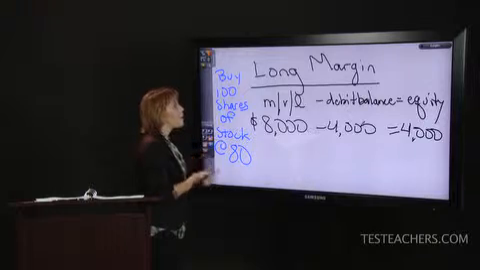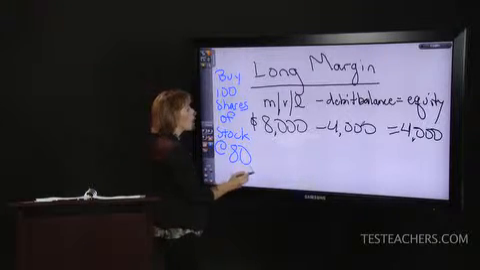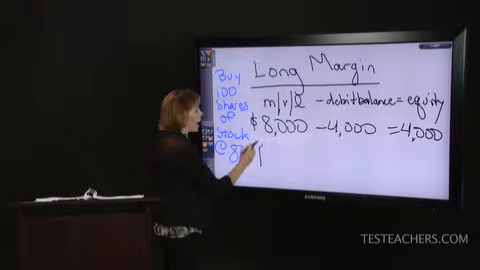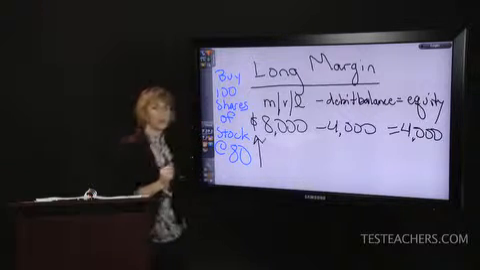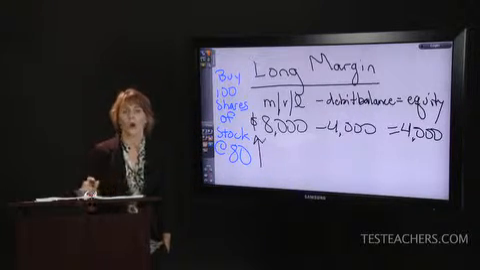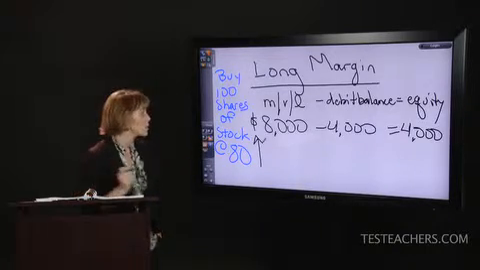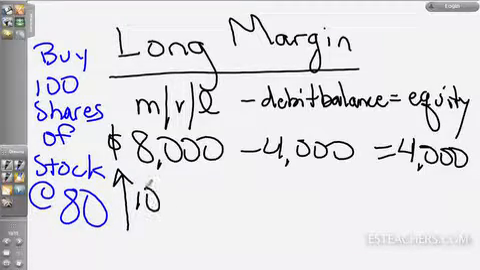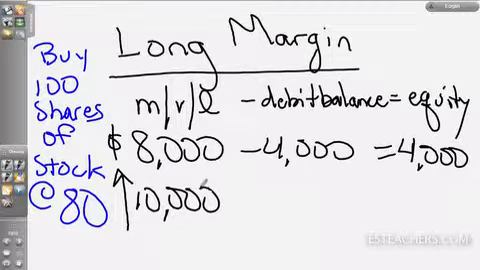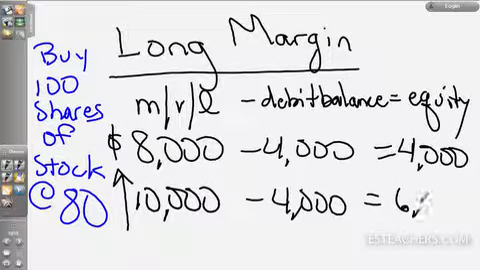So what am I hoping for in a long margin account? I'm hoping that the market value long does what? Remember, anytime you're long a stock, you're bullish. You're hoping that it goes up. So if market value long goes up, for example, now it's at $10,000, the amount that I owe on my loan is $4,000, and now my equity is $6,000.